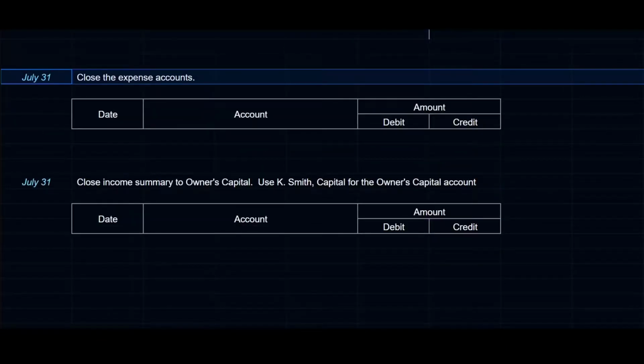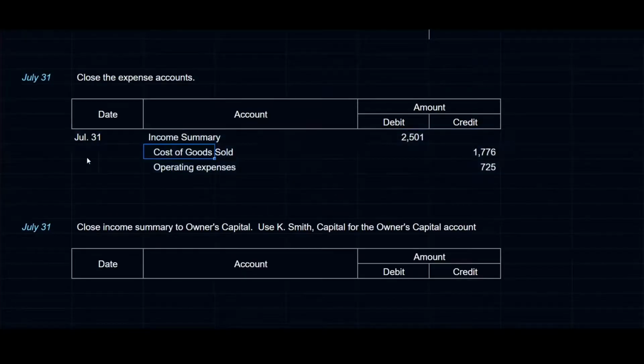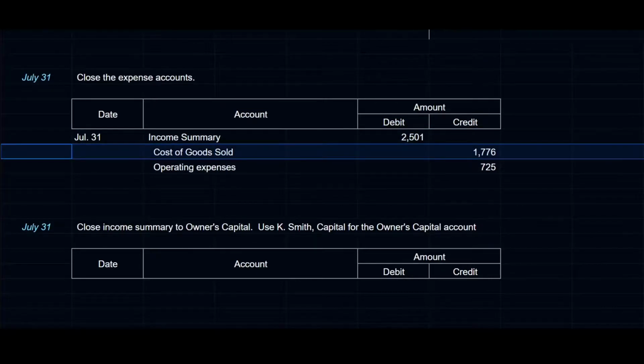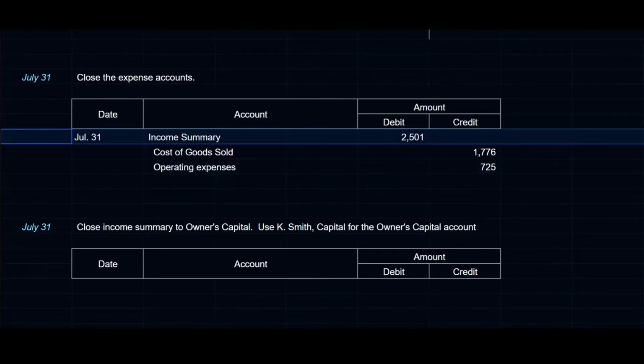Moving on, we can close the expense accounts. We have here only 2 expense accounts. We have the cost of goods sold, $1,776, and operating expenses of $725. That totals $2,501 that is closed to income summary.